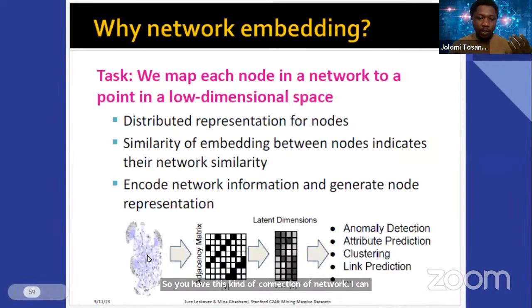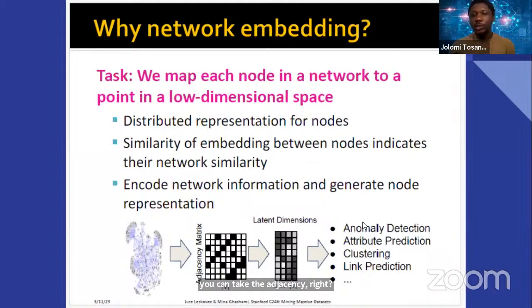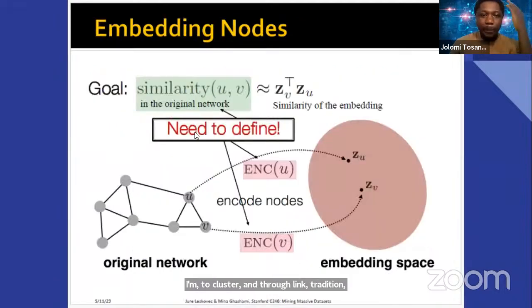So if you have this network, you can take the adjacency matrix and learn some latent representation of this network, and then you feed that into your machine learning model, or you can use it as a feature, maybe to detect anomaly, to cluster stuff, to do link prediction, and maybe to do community detection. So it's very, very important.